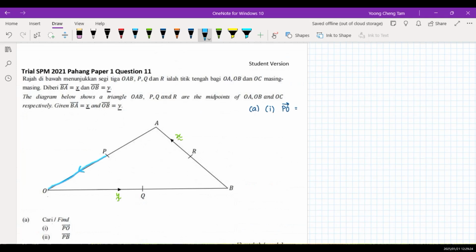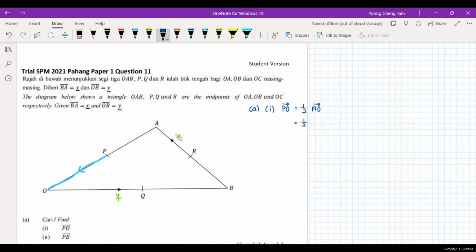Since P is the midpoint of OA, we can say that from point P go to point O is half of vector AO, because P is the middle point. So the ratio or the fraction will be 1 over 2. So let's continue, equal to 1 over 2.